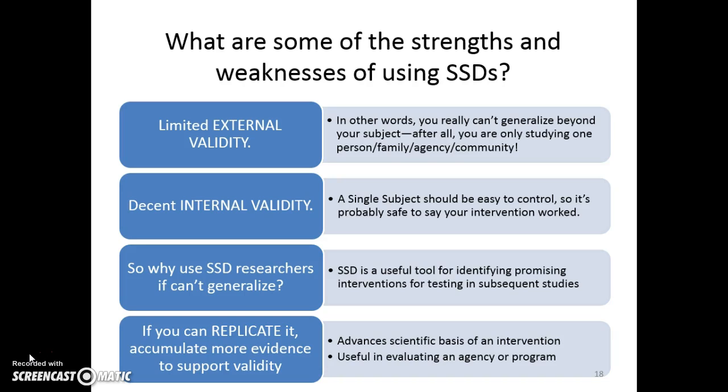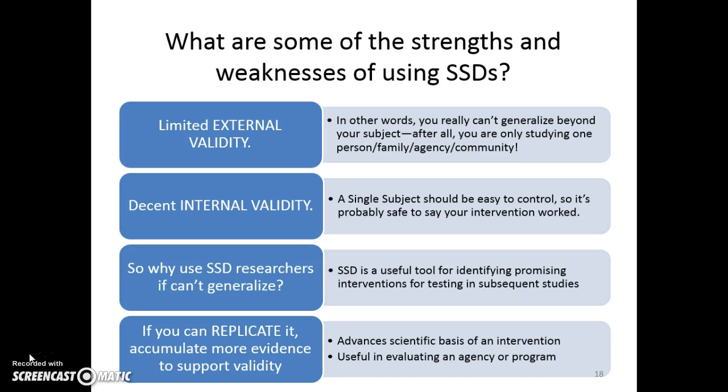But you do have pretty good internal validity. Because of those repeated measurements, you're able to rule out a lot of those threats that we've talked about before. So it's pretty safe to say your intervention worked on the person or on the subject you're researching. So why then would researchers use single subject design if it limits you to just talk about that one person and you can't generalize beyond?